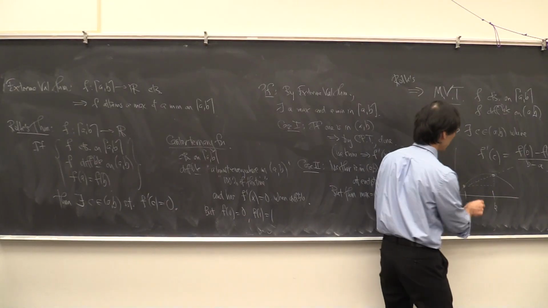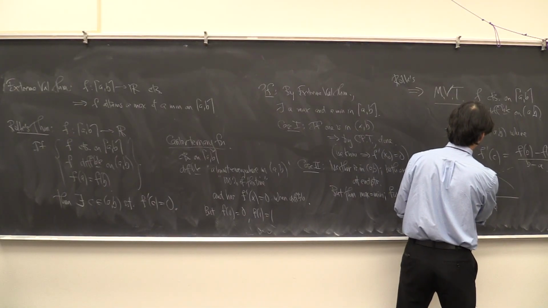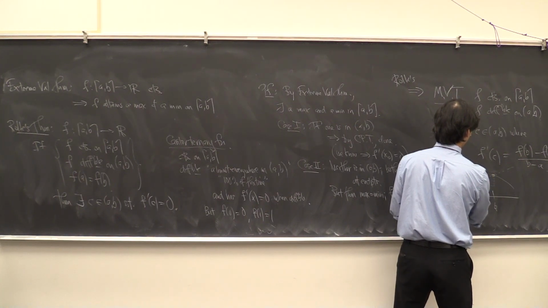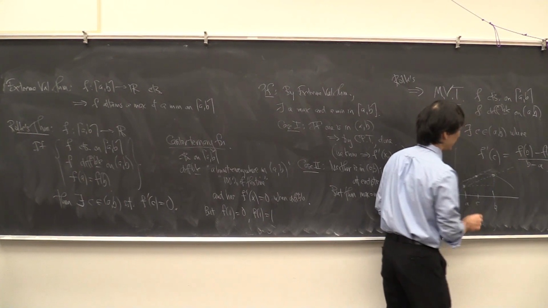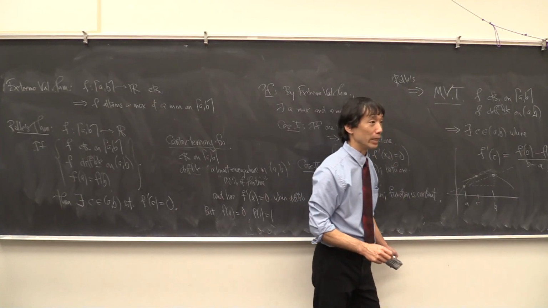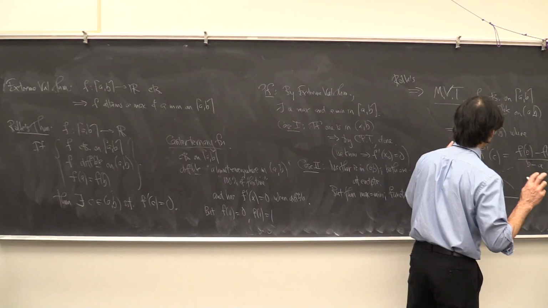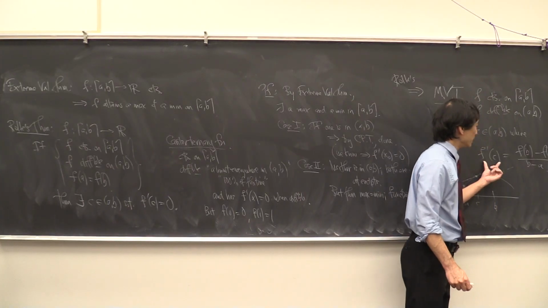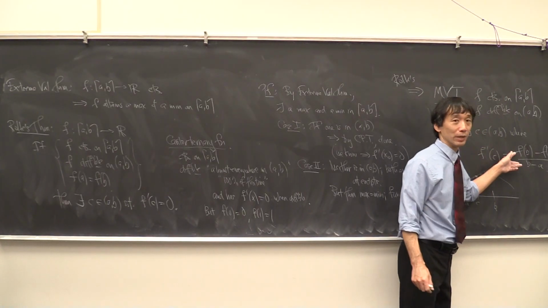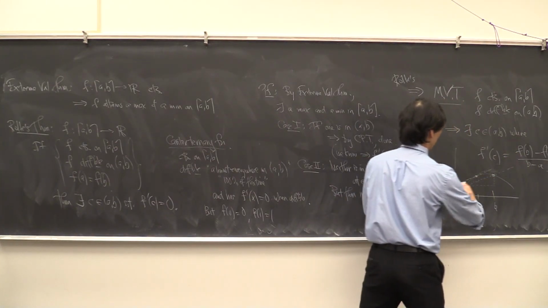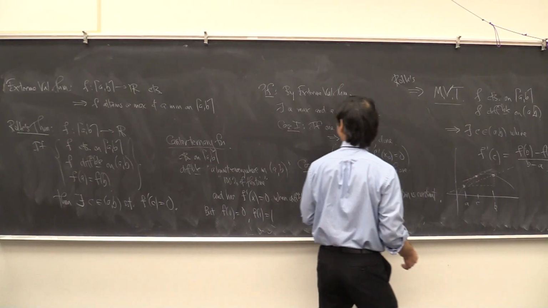endpoints. And what it's saying is that there's some point in the interior where the slope of the tangent line equals the slope of the secant line through the endpoints, right? That's the geometric version, or if you like the physical version, there's a point where the instantaneous velocity equals the average velocity over a time interval, right? You're thinking of this as position over time.